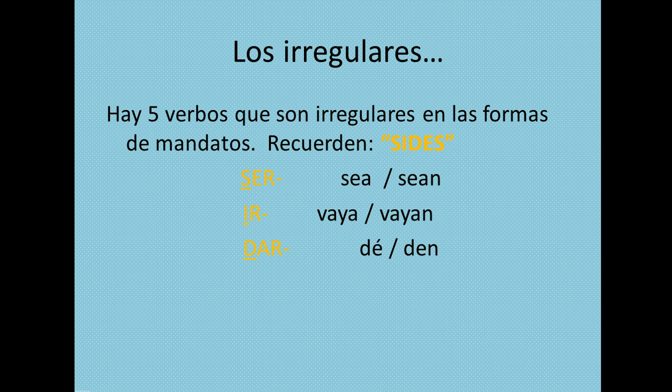The D stands for dar. The usted command is dé with an accent. Don't forget your accent. And the ustedes form is den. The E stands for estar, and its command forms are esté with an accent and estén with an accent. Again, don't forget those accent marks. And then our second S is saber. We have sepa for the usted command and sepan for the ustedes command.